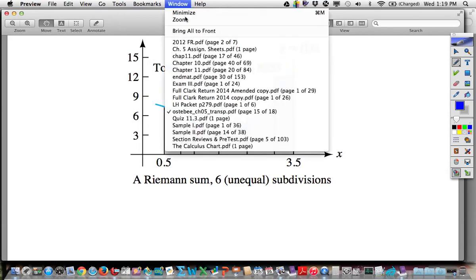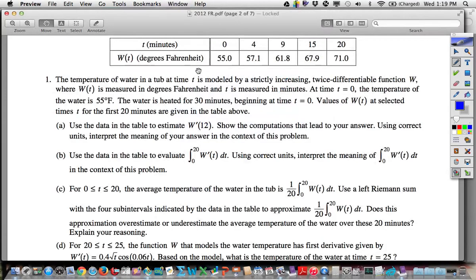Okay, the other thing I wanted to show you is in that packet I gave you yesterday. You don't have to look at this, but this was number 1 that we did in class. Remember the temperature? We skipped part C, right? Well, first of all, look at the width of your subintervals. Are they equal? Do you have a choice? Can you make them equal? No, you have no choice. This is the only data you have. You have to work with unequal subintervals when you have a table of values.